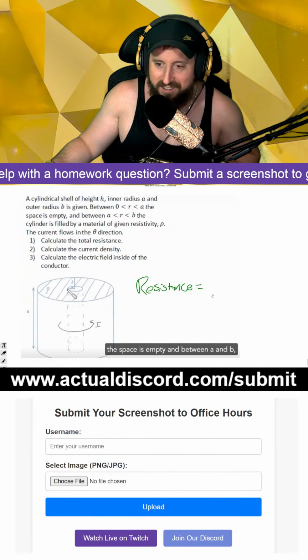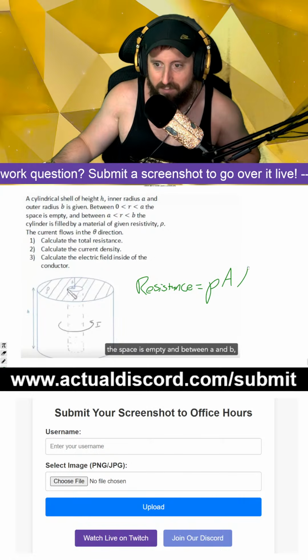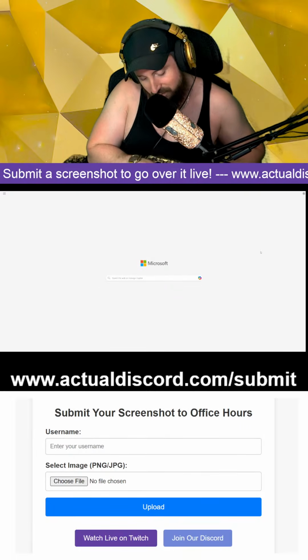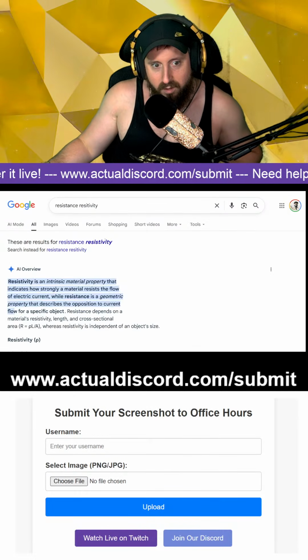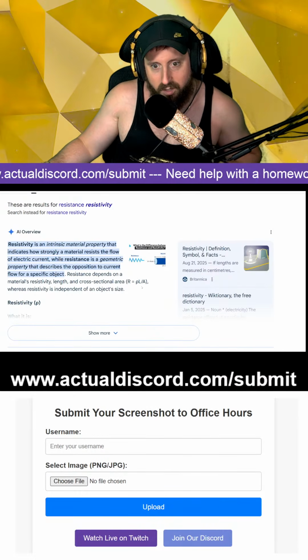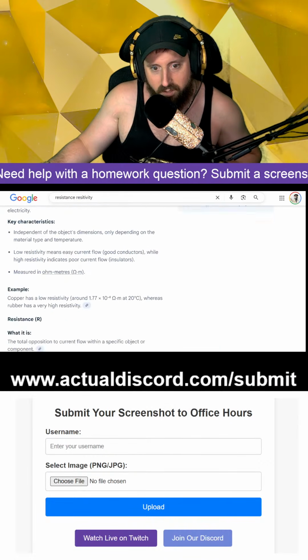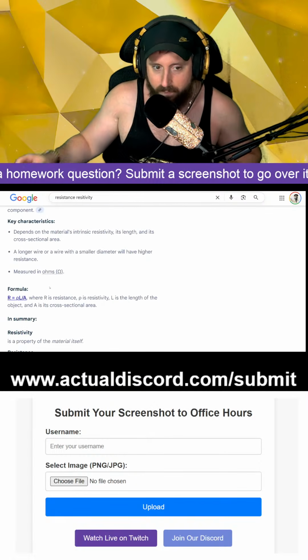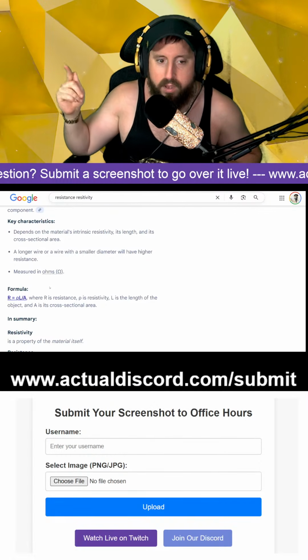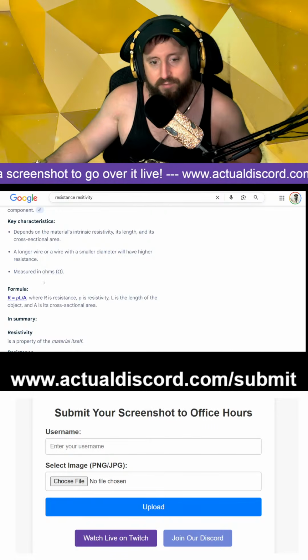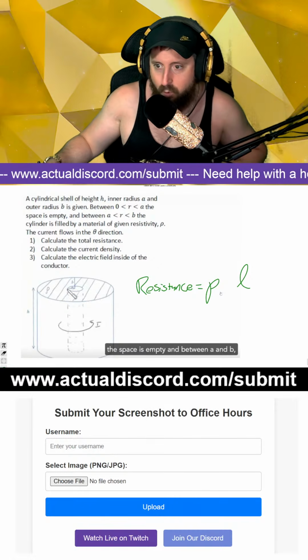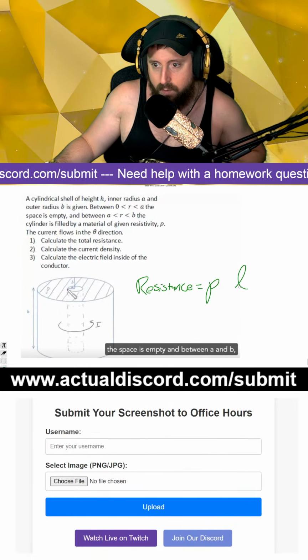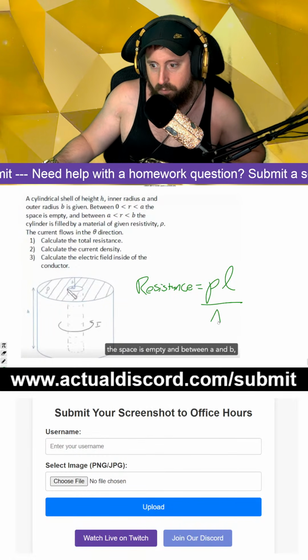Okay, I think resistance is equal to resistivity times area times length. Correct me if I'm wrong there. Or, sorry, resistance is resistivity times length divided by area. But that makes sense, right? Because if you have more cross-sectional area, you have less opposition to things moving in that direction.